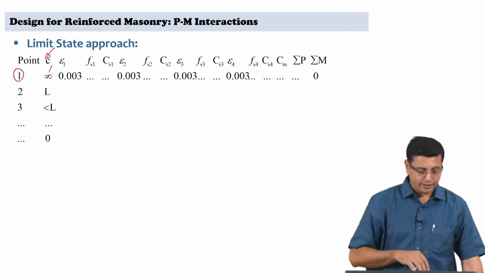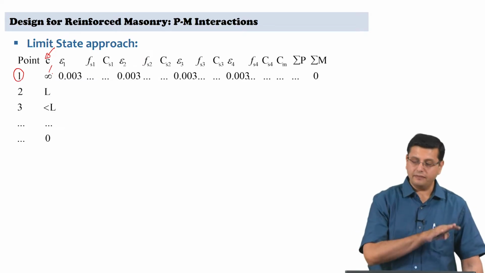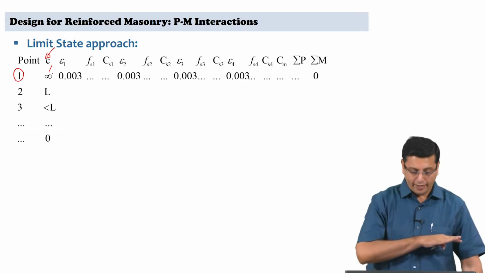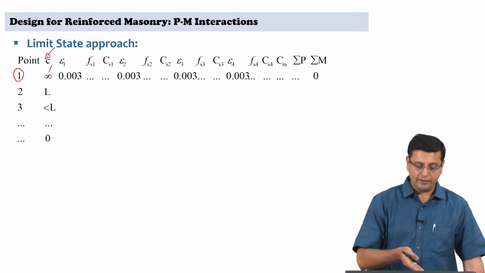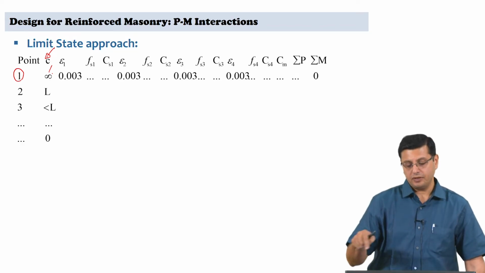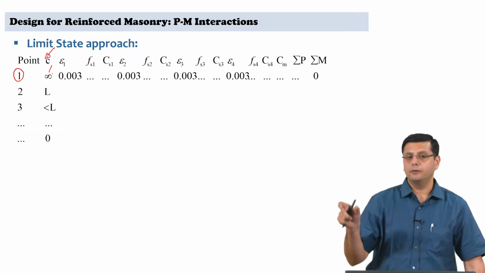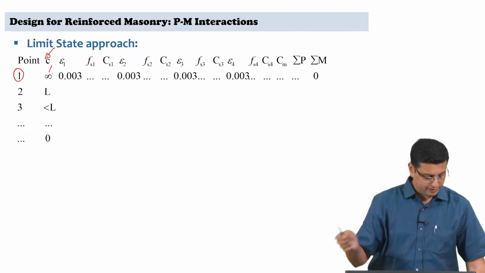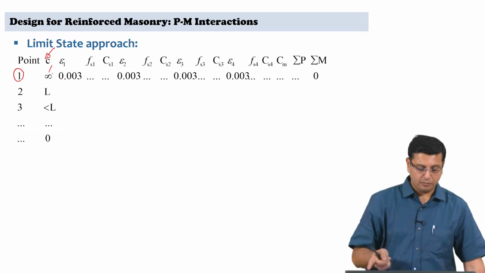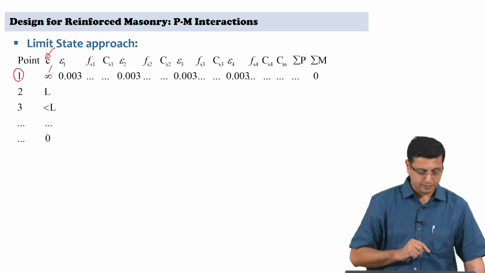So, how do you formulate? In the first stage you are fixing the values of epsilon 1, 2, 3 and 4 as 0.003 and estimating the corresponding stresses and the corresponding compression resultant in each bar, CS1, CS2, CS3, CS4, and estimating the compression carried by the masonry, getting the summation P and the summation M based on corresponding eccentricities.